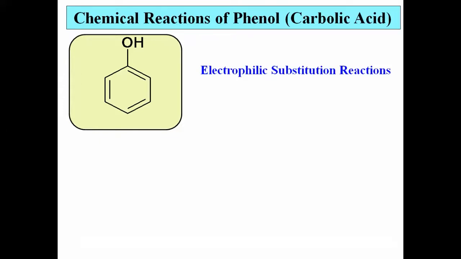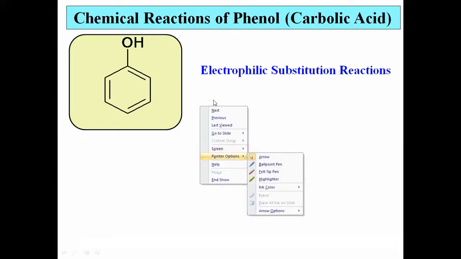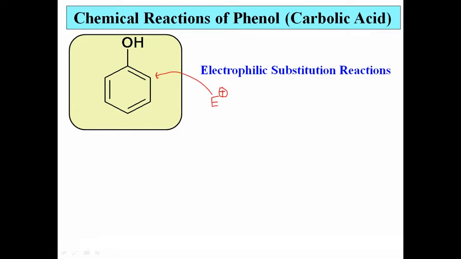Now, why do these compounds show electrophilic substitution? Because in the aromatic ring, there are 3 pi bonds, meaning a total of 6 pi electrons, and these pi electrons are delocalized over and below the plane of the ring. This means there is more electron density on the aromatic ring. We know that an electrophile is a positively charged ion. Hence, the electrophile can easily attack the benzene and it undergoes electrophilic substitution reaction.